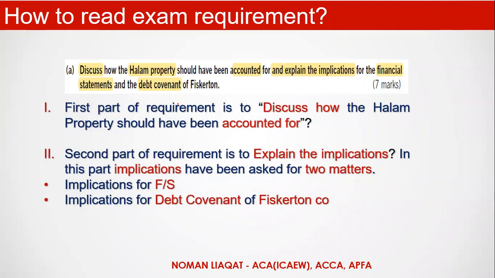So this is the way, as I mentioned. The first part is to discuss how it should have been accounted for, and the second part is discussing the implication for financial statements and the implication for the debt covenant of Fiskerton company. In a real exam, it is better to use separate headings: implications for financial statements and implications for debt covenant. It will be easier for us as students, and easier for markers, our tutors, to understand what they have asked from us and what we have answered. So it will be easy for both parties.